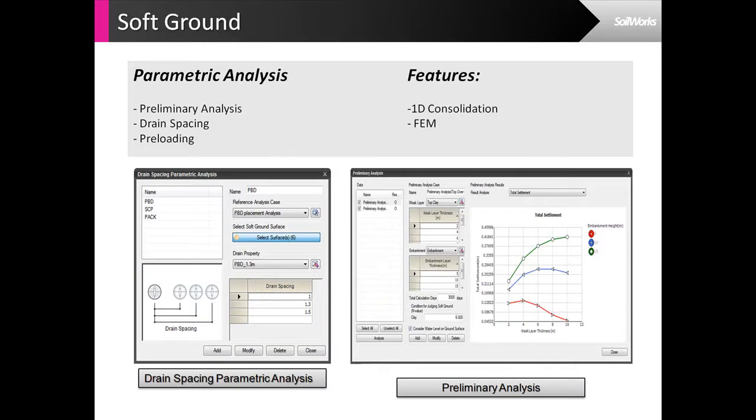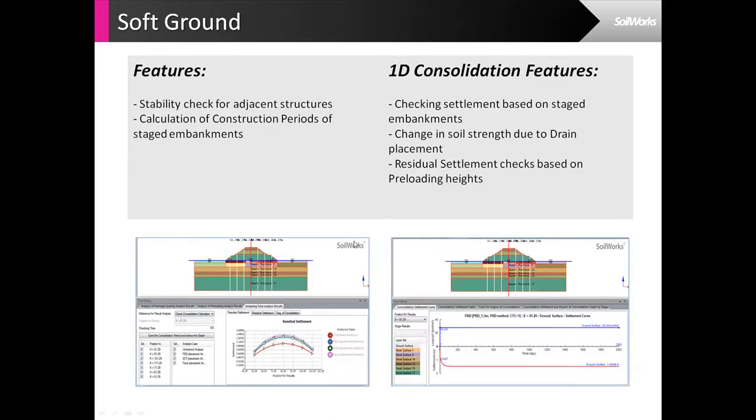We can also perform different parametric analysis. As you can see here, we can change the different spacings of the drain, so we can have a better feeling of how the behavior of the project is. We can also assign different preloading, and we can also perform 1D consolidation analysis. We can have stability check for adjacent structures also, and we can do construction stage analysis within the software.